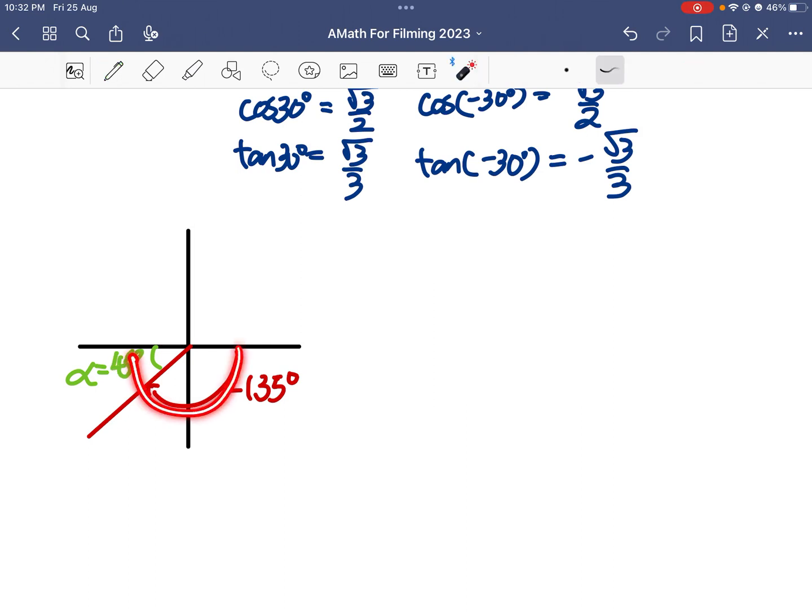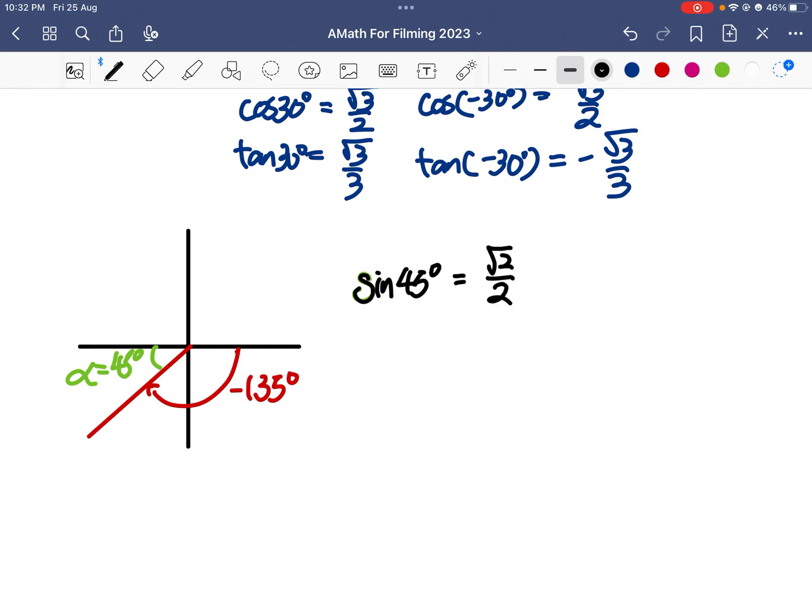Do you know how I got 45 degrees? 180 minus this 135, this angle here is 45 degrees. So I just work it out. I will tell myself sine of 45 degrees is equal to square root 2 over 2. Cosine of 45 degrees is also equal to square root 2 over 2. Tangent of 45 degrees is equal to 1.